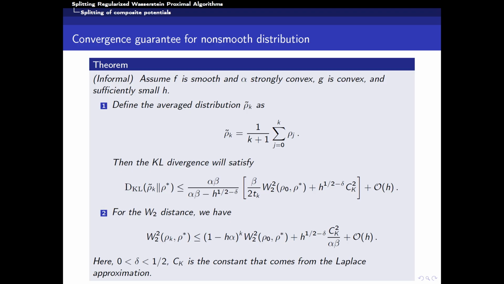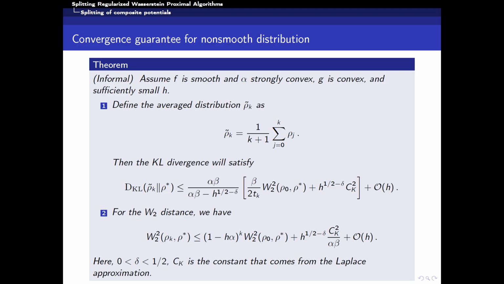And for the first scenario, we got some kind of convergence regarding the average distribution, which is some kind of sublinear convergence for the KL divergence. And for the second scenario, we can get some kind of linear convergence for the W2 distance. And essentially, the dominating order of the error is actually coming from the score function approximation.